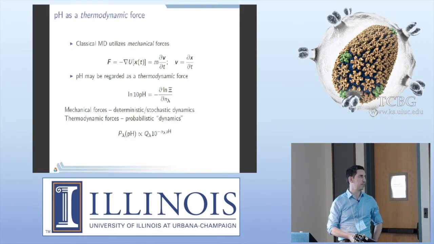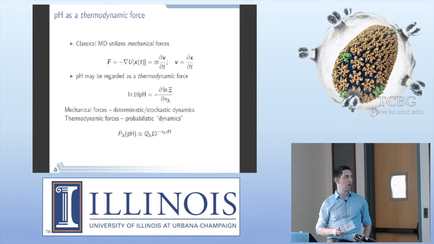Another way to think about this is that you can regard the pH as a force on whether or not protons exist in the system. So if I'm propagating my normal dynamics based off of Newton's equations of motion, based on mechanical forces, so that there's literally a push on an atom, the pH is in a thermodynamic sense a force on whether or not a proton wants to be at a position on a residue or a chemical species. This does not lead to dynamics in the normal sense, but more it changes the probability that I'm going to find a proton at a certain point in time.